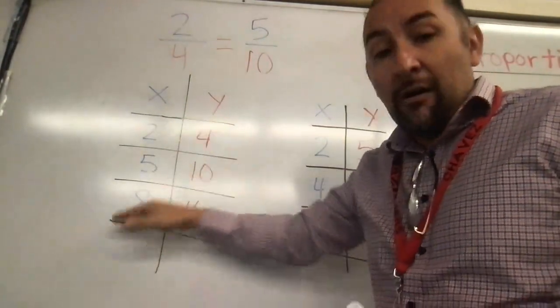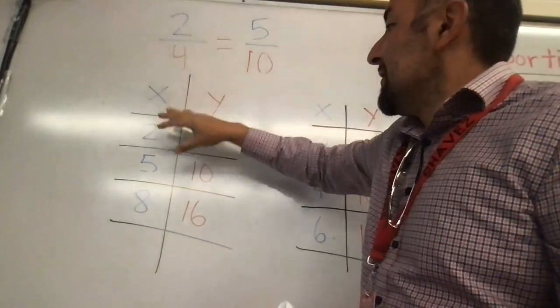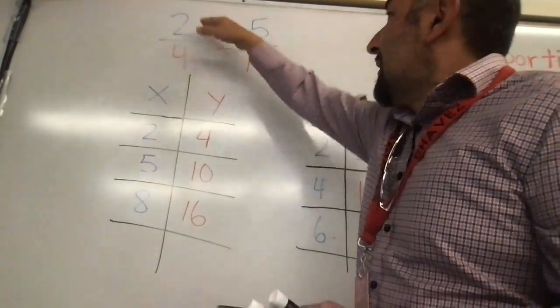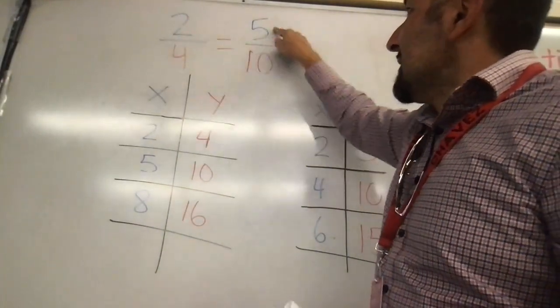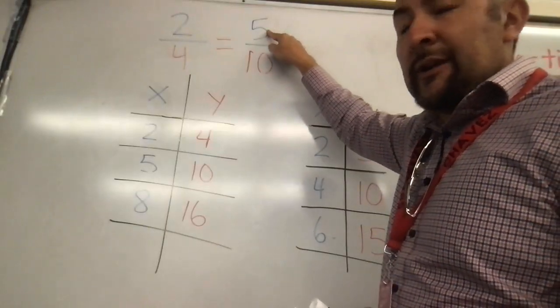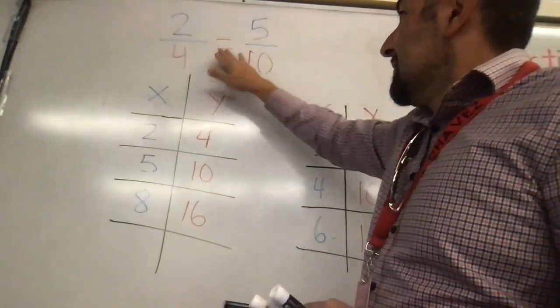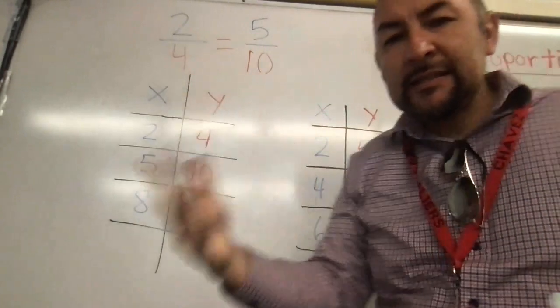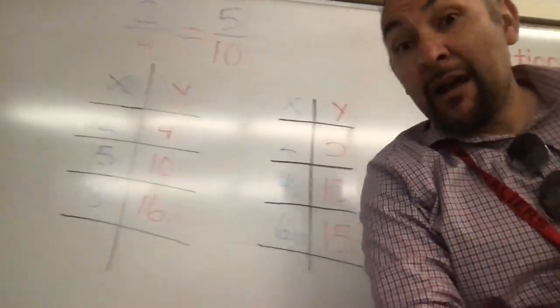Each of these are proportional. So this is how you do it. You set it up, cross multiply, and then divide, and see if your answer is the other number that's there. If it is, then it's equal. Let's give you a quick example of one that is maybe not proportional.